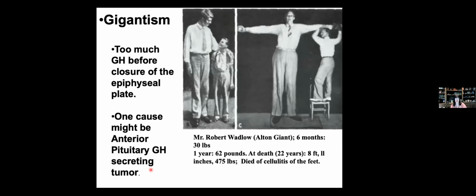Now, before the epiphyseal plate, and you probably don't know what the epiphyseal plate is, but this is a plate that is in your bones before puberty, and it's cartilage, and growth hormone, or IGF-1, stimulates this epiphyseal plate to grow, and that's how you have growth in long bones. And so before closure, which happens at puberty, too much growth hormone, like in a tumor, can cause gigantism.